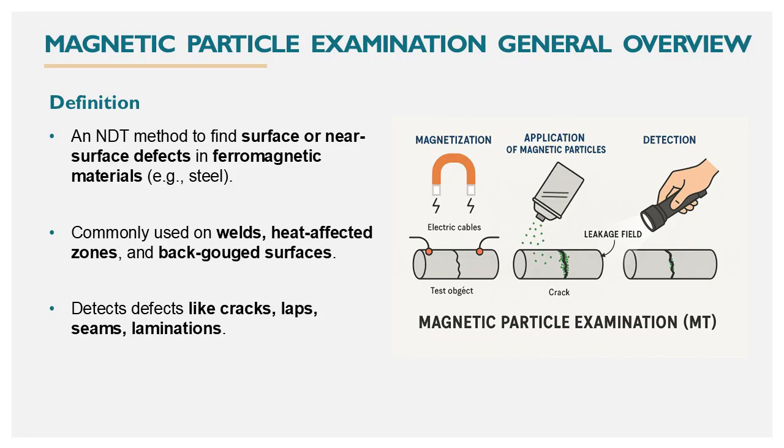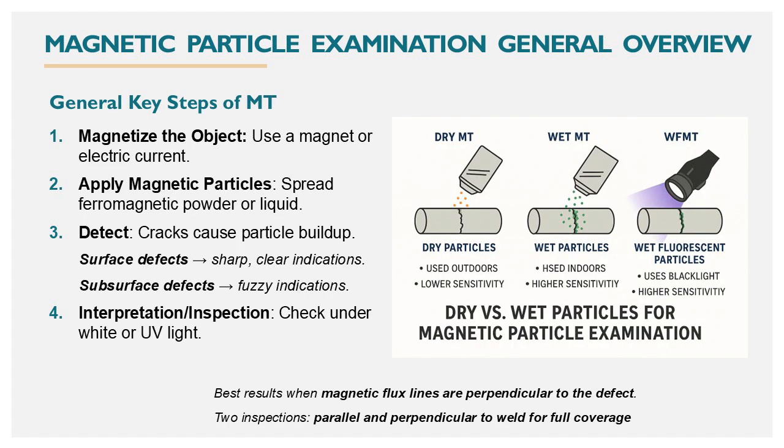Magnetic particle examination or MT general overview, definition. Magnetic particle examination is a non-destructive method to find surface or near-surface defects in ferromagnetic materials, such as steel. Commonly used on welds, heat-affected zones, and back-gouged surfaces. Detects defects like cracks, laps, seams, laminations. In general, there are four main key steps of magnetic particle examination.